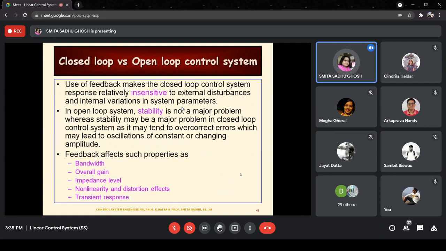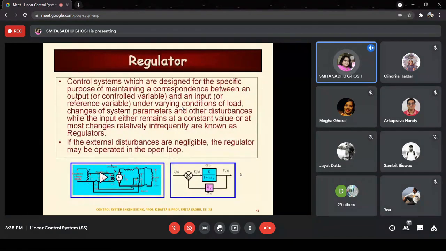So I will be ending over here today, because the next slide, as you saw, is a comparison between the open loop and closed loop systems, which I will start in a fresh class. Quite a few slides over there.